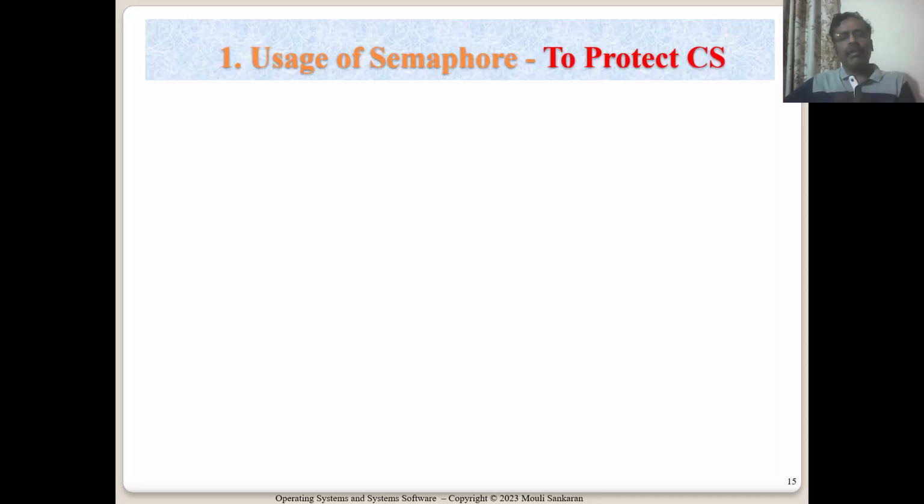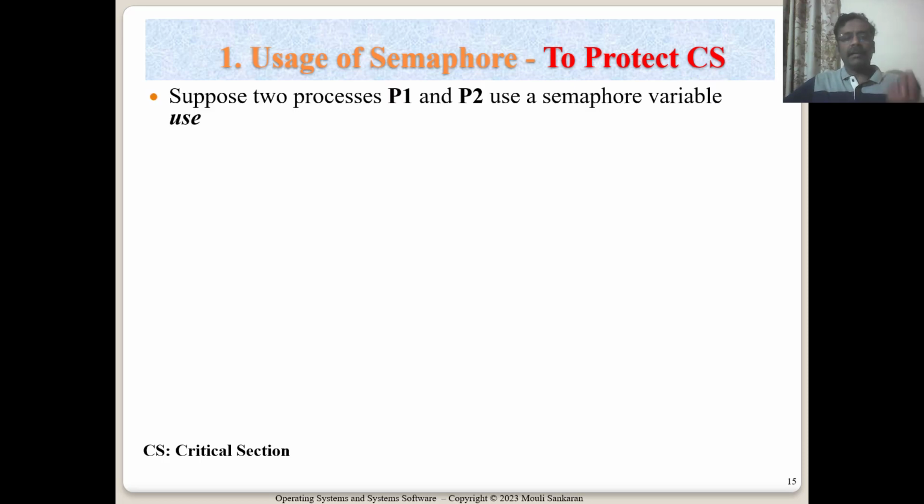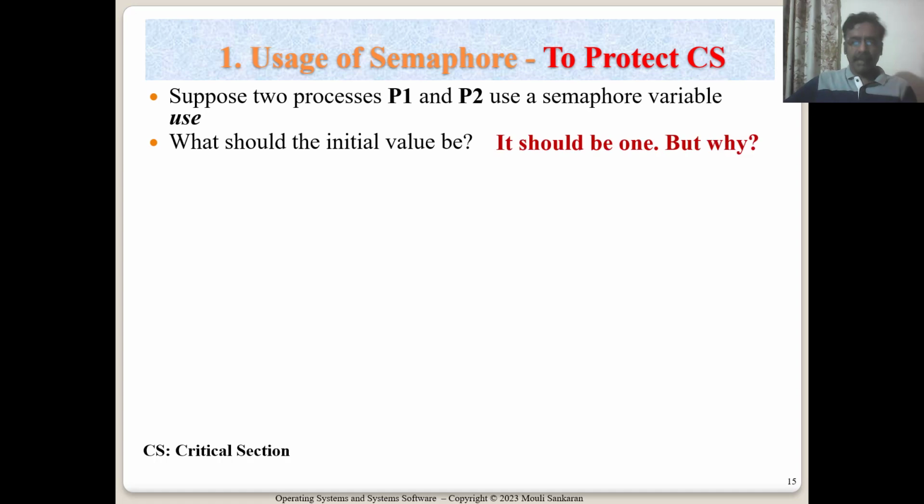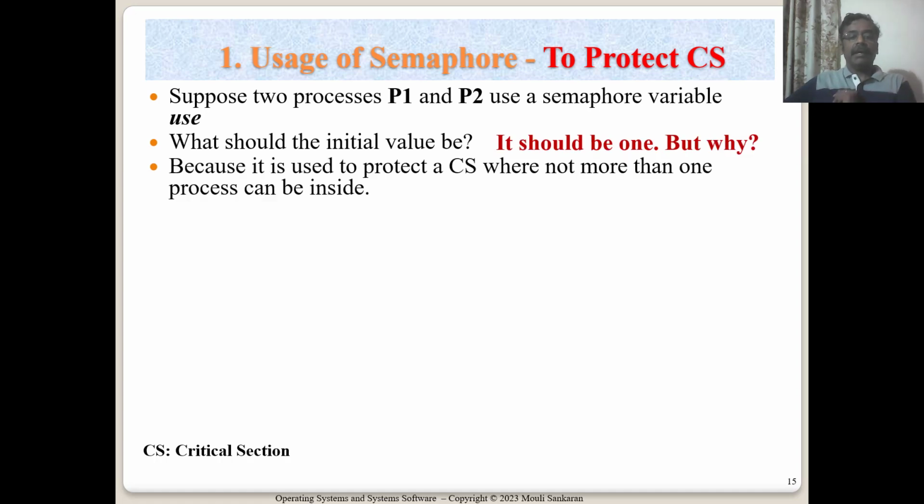I already explained it. Now what are the different usages? I just gave an example. I thought I would give you P1 and P2 to use, which I already explained, but I am showing you a code which I am sure is self-explanatory, which you can understand. And so, what should the initial value be?